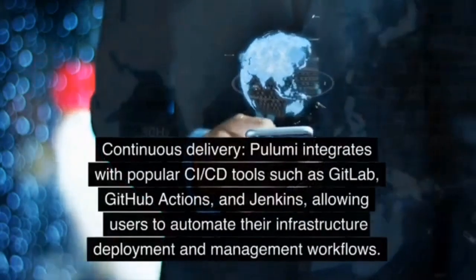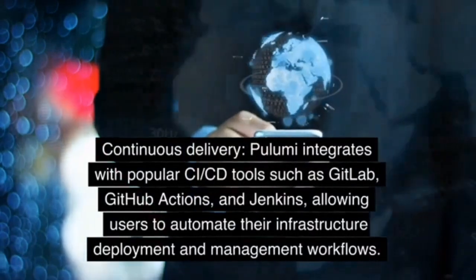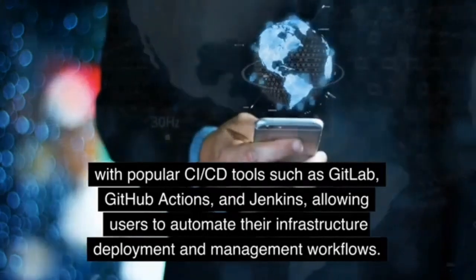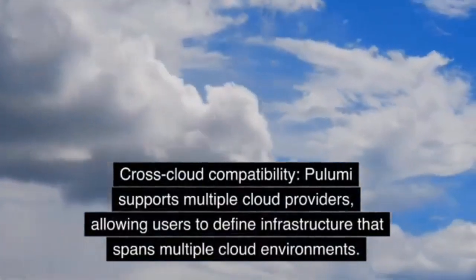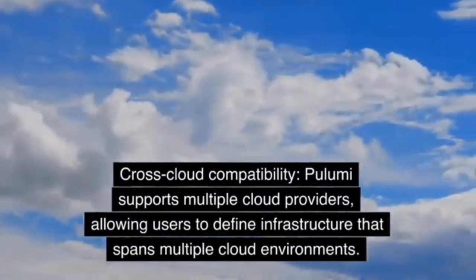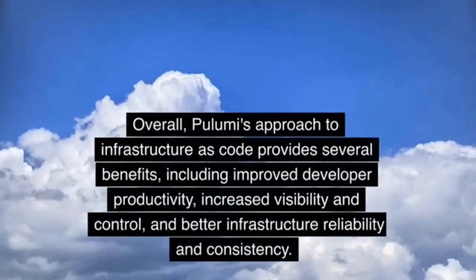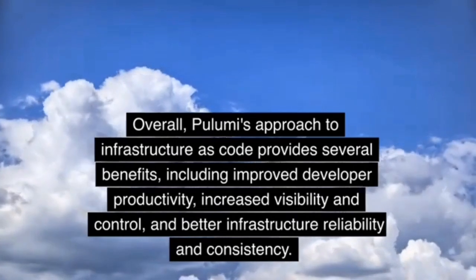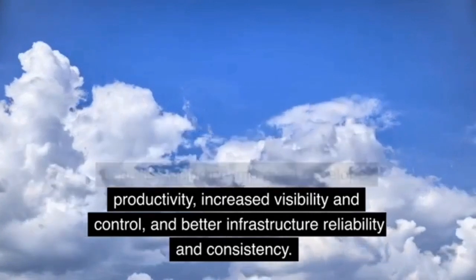Continuous delivery. Pulumi integrates with popular CI/CD tools such as GitLab, GitHub Actions, and Jenkins, allowing users to automate their infrastructure deployment and management workflows. Cross-cloud compatibility. Pulumi supports multiple cloud providers, allowing users to define infrastructure that spans multiple cloud environments. Overall, Pulumi's approach to infrastructure as code provides several benefits, including improved developer productivity, increased visibility and control, and better infrastructure reliability and consistency.